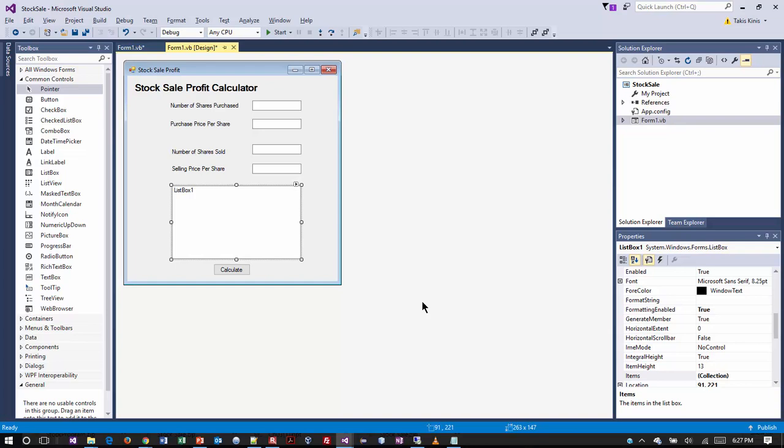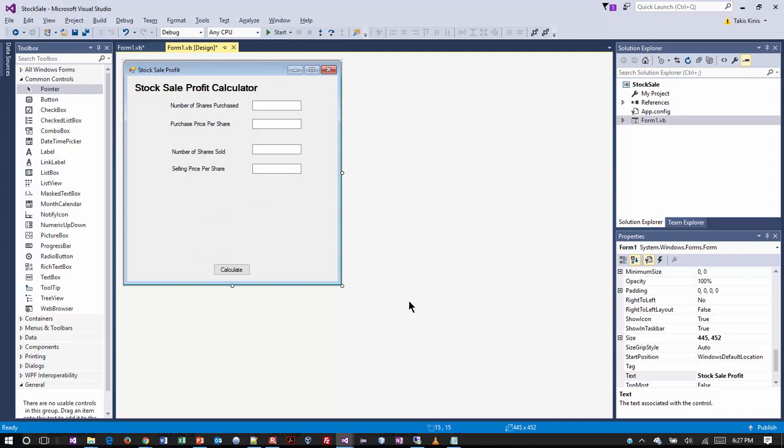You want me to repeat that? All right. So I just clicked on list box once, not double, and then it turns my cursor into a little plus sign, and then I can just draw the shape of it I want on the page.